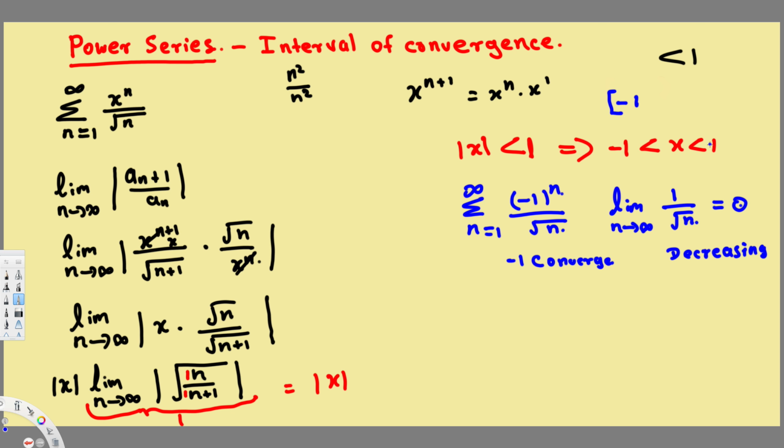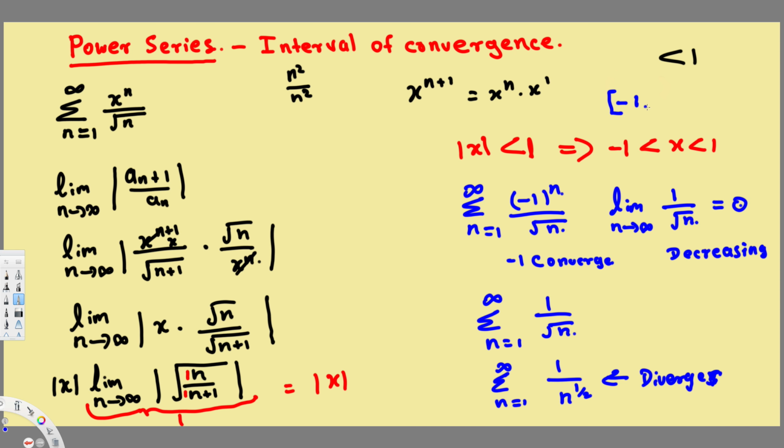Now let's see whether positive 1 converges. We again plug this value in for x. Now we have sigma n equals 1 to infinity of 1 over square root of n, which we can also write as 1 over n to the power half, because square root is the same as a power of half. You can see this is a p-series, right? Whenever we have a p-series where the power is less than or equal to 1, it diverges. So this diverges.